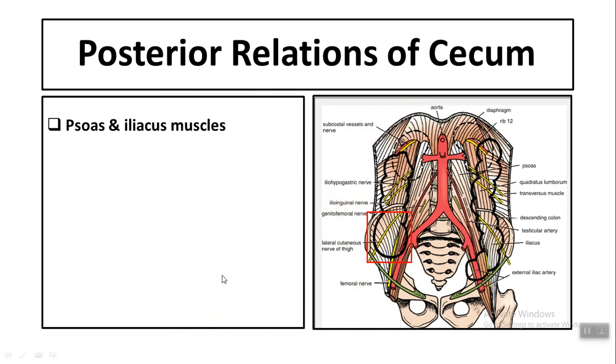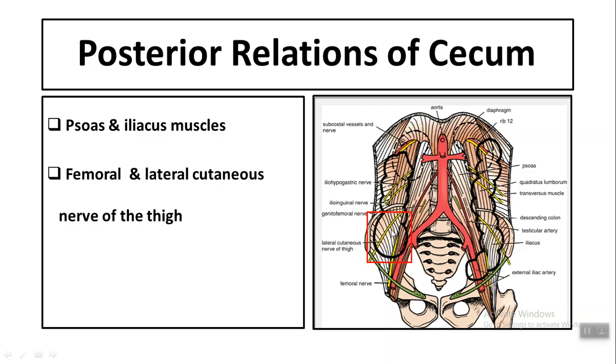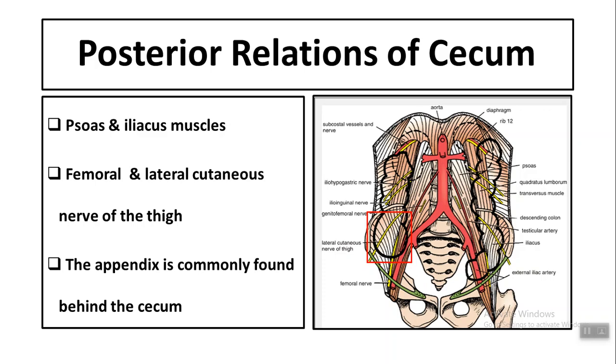What are the posterior relations of the cecum? It is related to the posterior abdominal wall, which is the psoas and iliacus, femoral nerve and the lateral cutaneous nerve of the thigh, and the appendix that is commonly found behind the cecum, in the retrocecal recess. These are the posterior relations of the cecum. We can see here the psoas, iliacus, femoral nerve, the lateral cutaneous nerve of the thigh, and the appendix, which is commonly found behind the cecum.